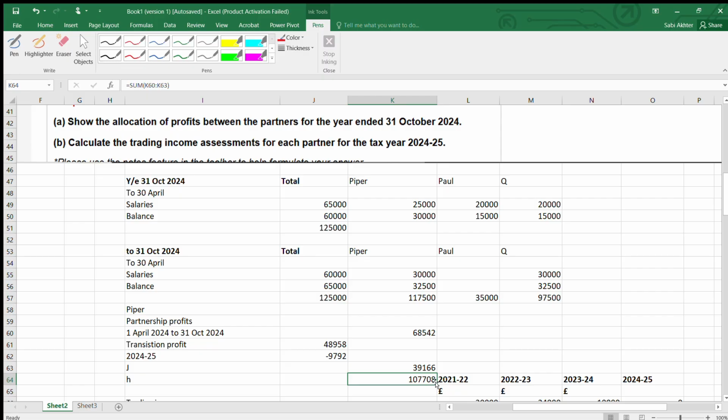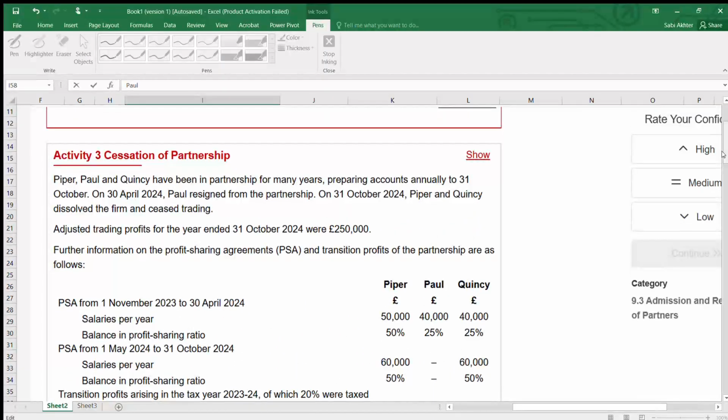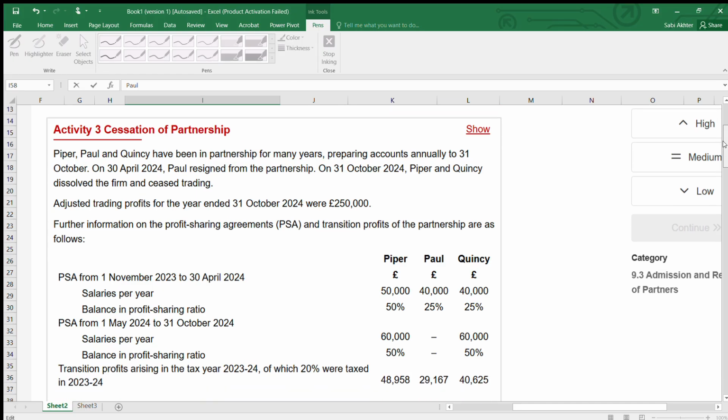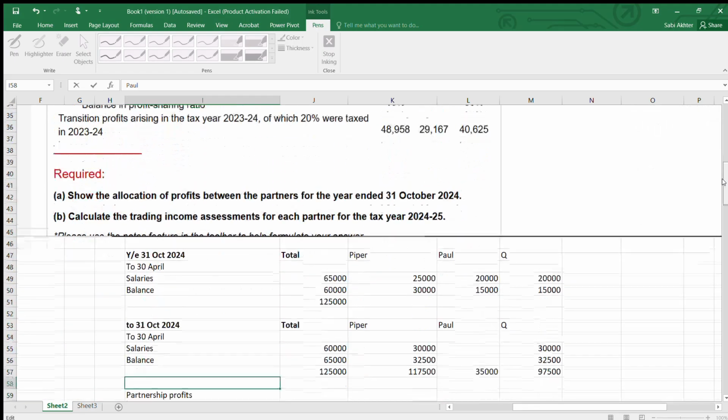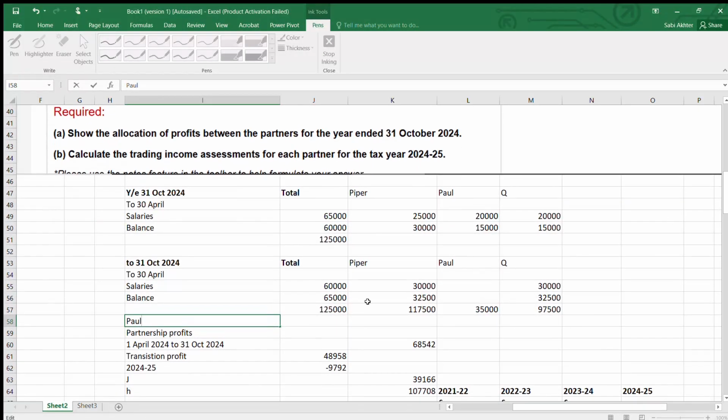Now, Paul. So let's change this to Paul. Same period. So for Paul, remember when did Paul enter? On 30th. He has resigned. 30th April he has resigned. So here, when we are taking Paul, Paul's profit will be from 1st April to 30th April.